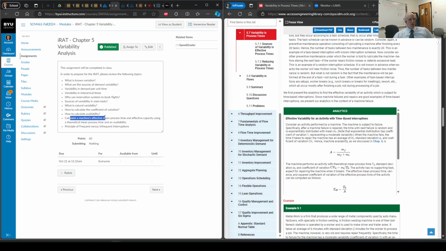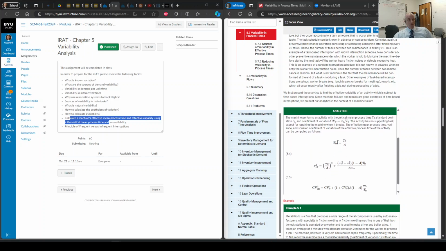Next is how to calculate a machine's effective mean process time and effective capacity using a theoretical mean process time and availability. This is actually talking about this equation right here. So, to calculate the mean effective process time, which is TEFF, we can use the theoretical process time divided by the availability to get our mean effective process time. That's that equation right there. And then, as we know from chapter 4, the way we turn that into an effective capacity is we do 1 divided by the effective mean process time.